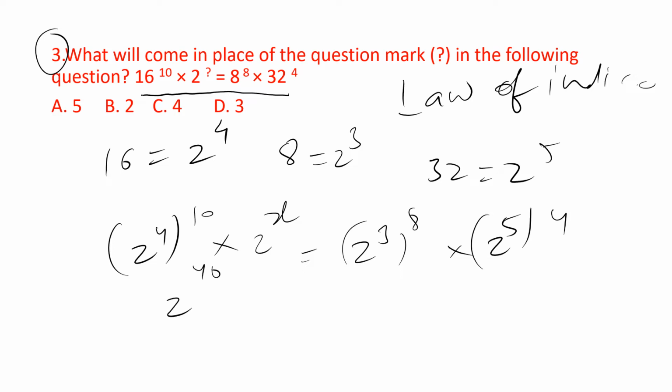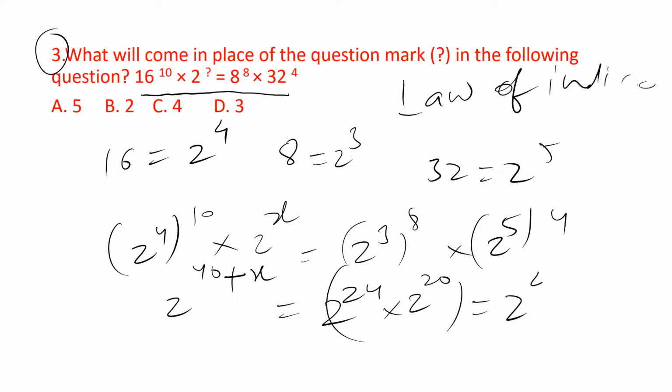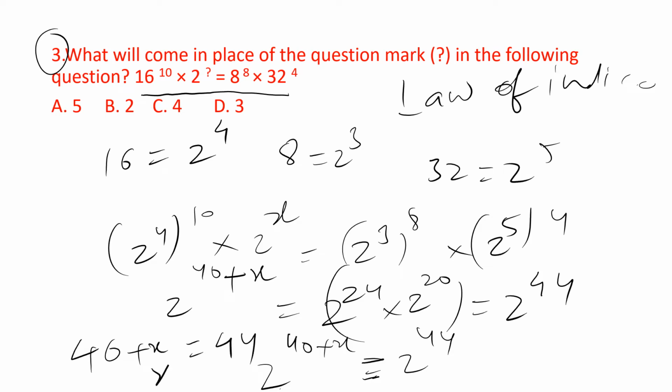So 2 power 40, and when bases are the same, powers should be added. So I'm adding 2 power 40 plus x is equal to 2 power 24 into 2 power 20. Directly we can add, bases are same, powers should be added, 2 power 44. So on the whole, 2 power 40 plus x is equal to 2 power 44. If in an equation the base is the same, then the power must be the same. So 40 plus x should be equal to 44, and x value is 4. Simple, guys.